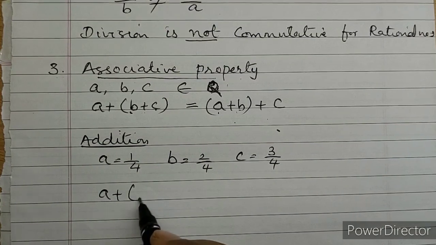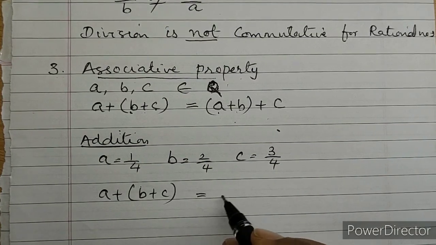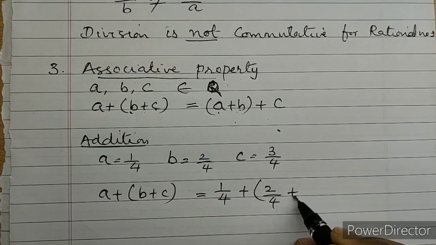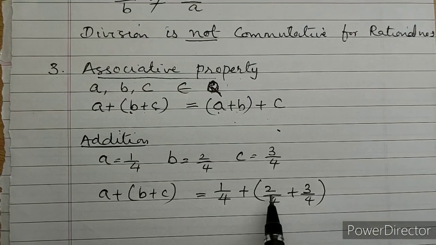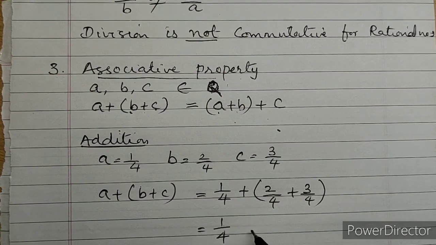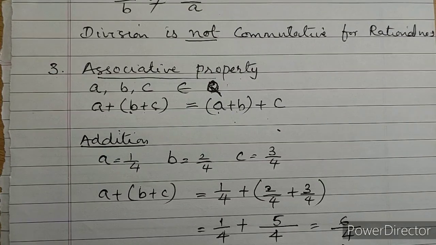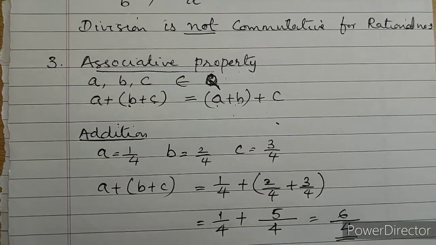Left hand side a plus b plus c inside the bracket. So that means 1 by 4 plus 2 by 4 plus 3 by 4 inside the bracket. So whenever any numbers are inside the bracket, that calculation you have to do first. So that means 1 by 4 plus, since the denominators are same, 4 you can write, 3 plus 2, 5. Here again denominators are same. So 1 plus 5, 6. So answer is 6 by 4, left hand side answer.